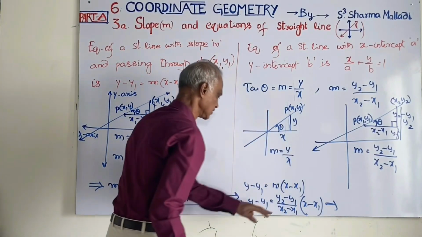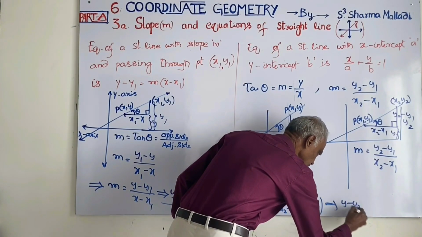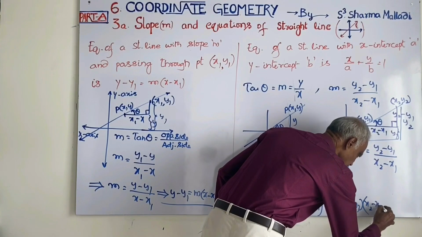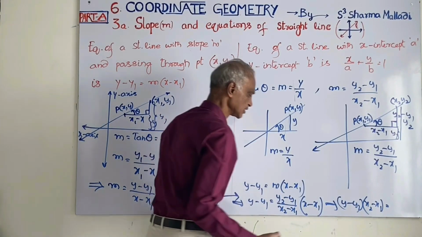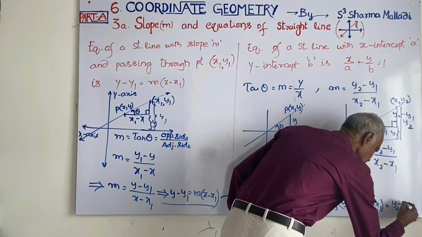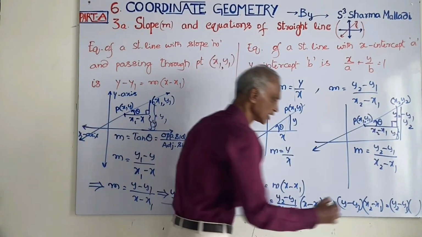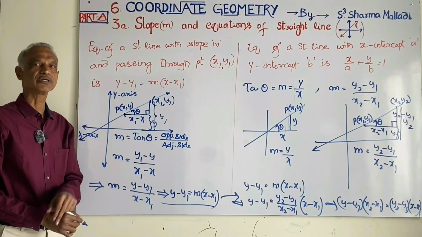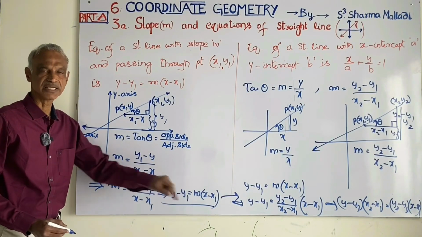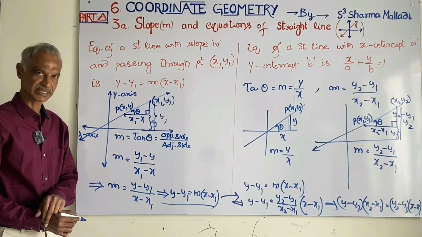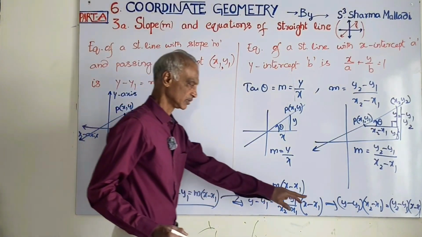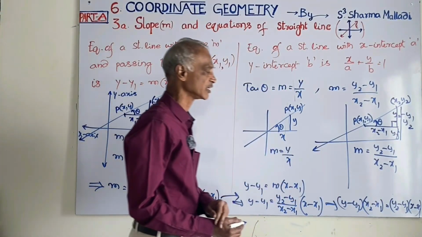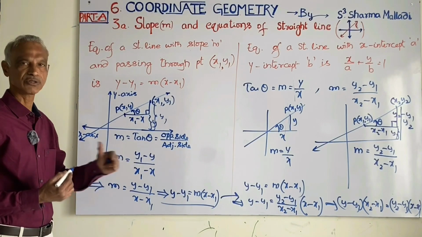By cross multiplication, this formula can be written as y minus y1 into x2 minus x1 is equal to y2 minus y1 into x minus x1. Like that, you have two forms. y minus y1 is equal to m into x minus x1, where m can be written as y2 minus y1 by x2 minus x1. And this formula can be written as y minus y2 into x2 minus x1 is equal to y2 minus y1 into x minus x1. Like that also you can write.